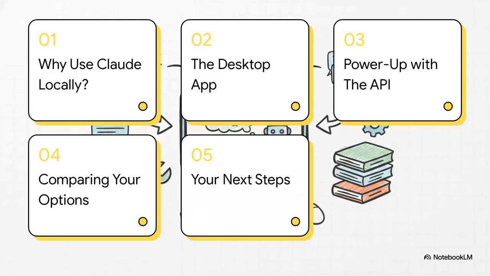Okay, so here's our game plan. First, we're going to dig into why you'd even want to pull Claude off the website in the first place. Then, we'll walk through the absolute easiest way to get started, the desktop app. After that, we'll level up a bit and get into the API, which is where you unlock its real power. Finally, we'll compare all these options, and then I'll leave you with some cool ideas to get you started.